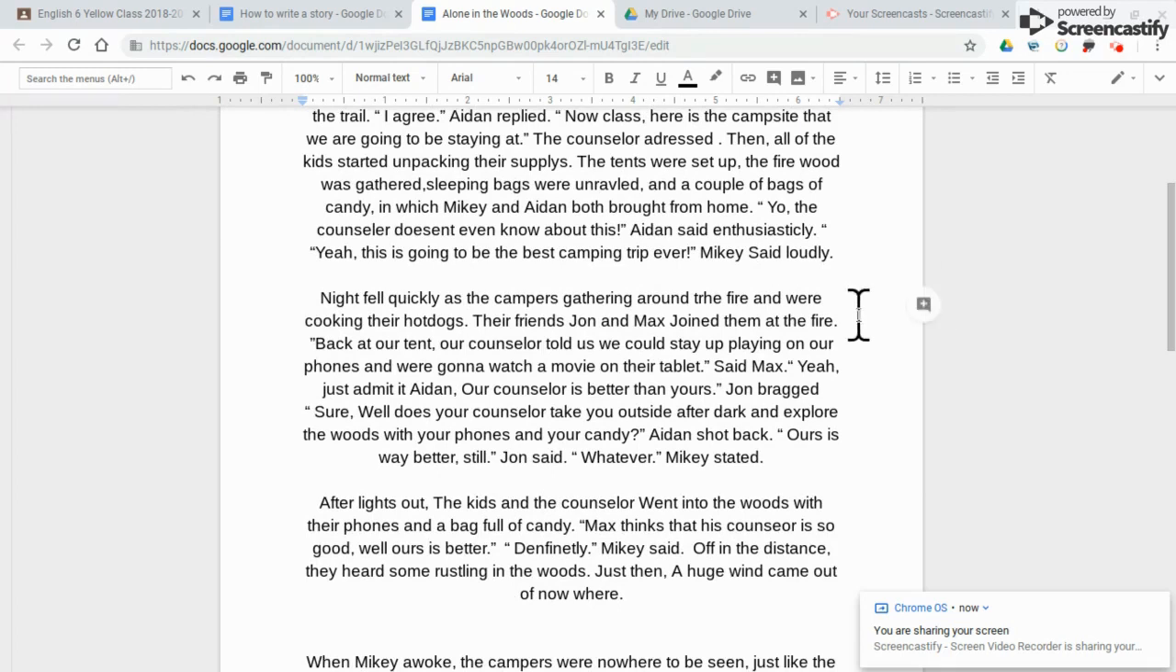Their friends John and Max, two other characters, joined them at the fire. "Back at our tent, our counselor told us we could stay up playing on our phones and we were going to watch a movie on a tablet," said Max. "Yeah, just a minute, Aiden. Our counselor is better than yours," John bragged. "Sure, well, does your counselor take you outside after dark to explore the woods with candy?" Aiden shot back. "Ours is way better still," John said. "Whatever," Mikey stated.